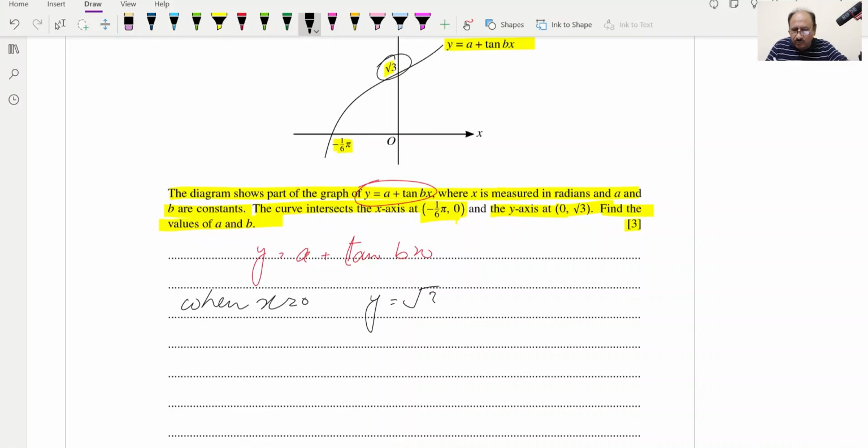Y is equal to root 3, and this value we will replace in this, so we'll get root 3 is equal to a plus tan of 0. Tan of 0 is 0, so this implies a is equal to root 3. Now we got a value.